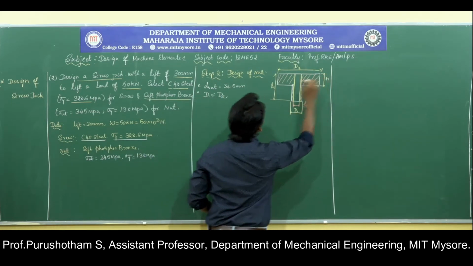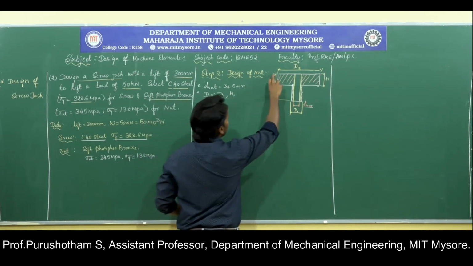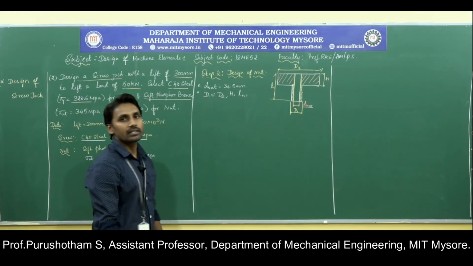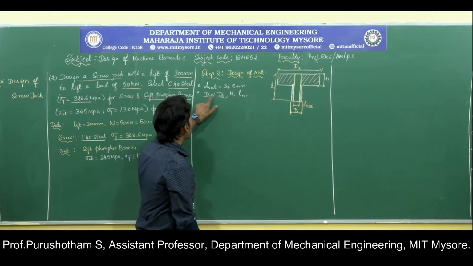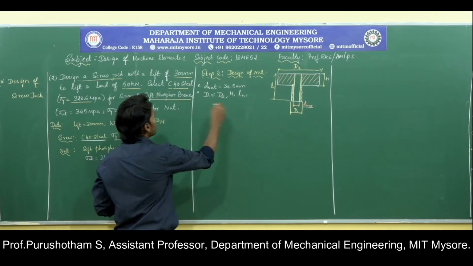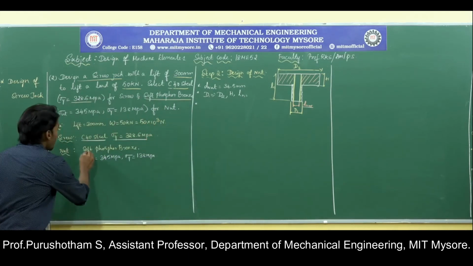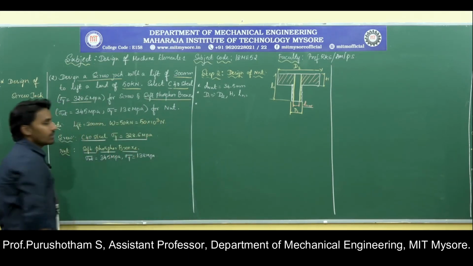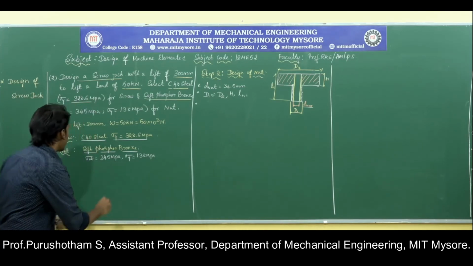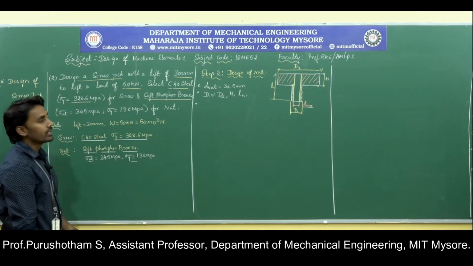Then H will be the thickness of the nut flange, and Ln is the length of the nut. We need to calculate D1, D2, H and Ln. For the nut, they have given soft phosphorus bronze as the material. Then the ultimate stress in tension and yield stress are also given.